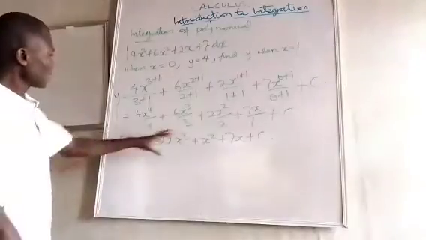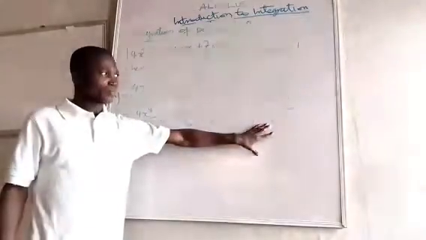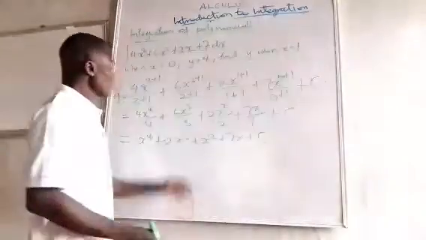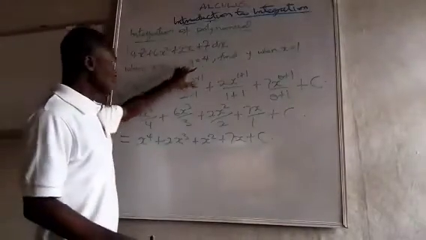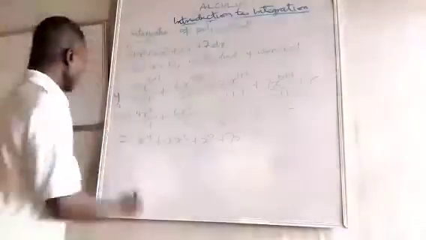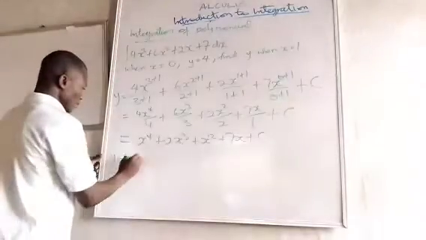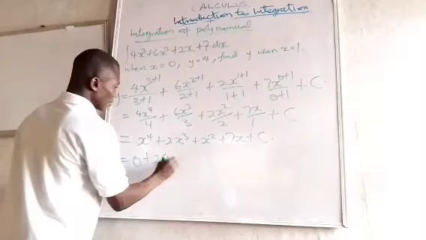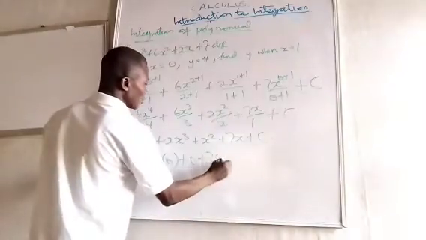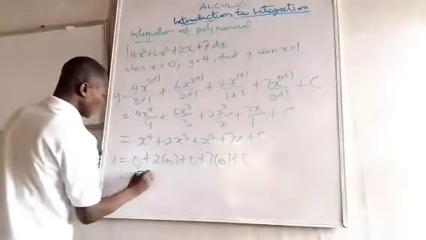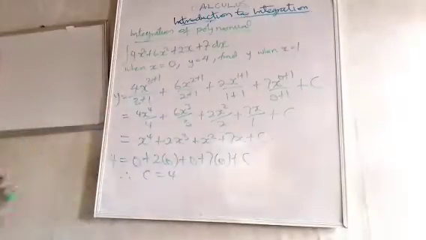Now, this is the indefinite integral. Now, to find the definite figure of this, you have been given certain situations, that is, when x equals 0, y equals 4. With that, you can find C. Therefore, you can say 4 equals 0 plus 2 times 0 plus 0 plus 7 times 0 plus C. Therefore, C equals 4. You can see. Very easy.